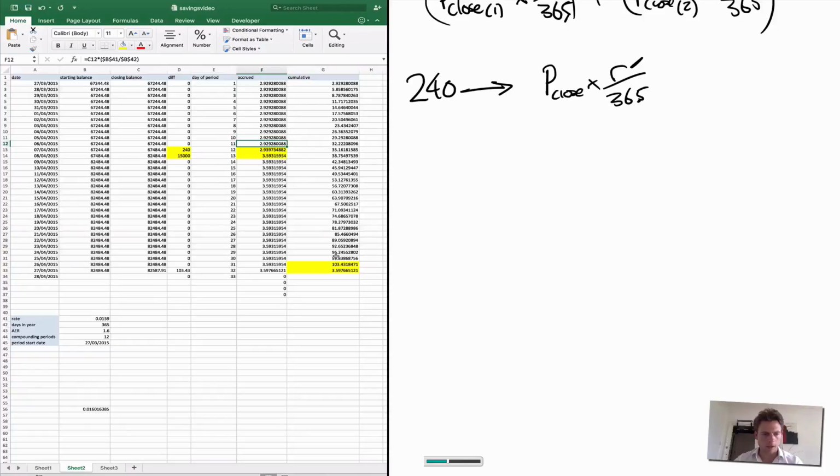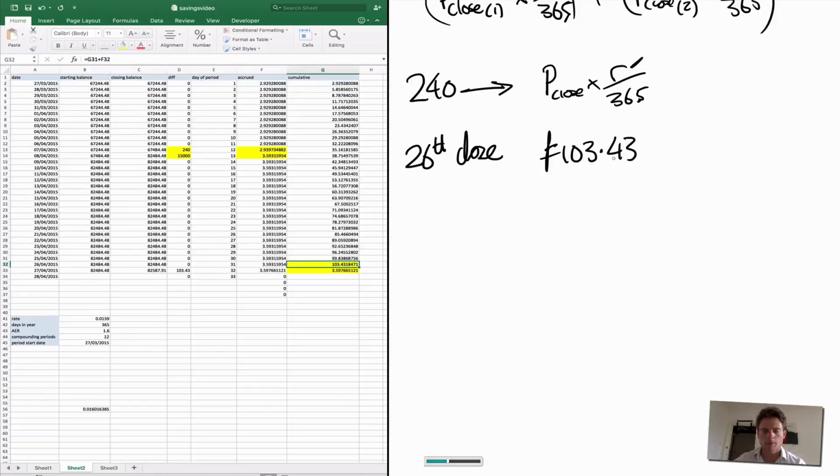And we see that by the time we get to the closing balance of the 26th, we have basically got £103.43 of interest. That's the total amount of interest accumulated from these daily calculations since the last 27th, right?